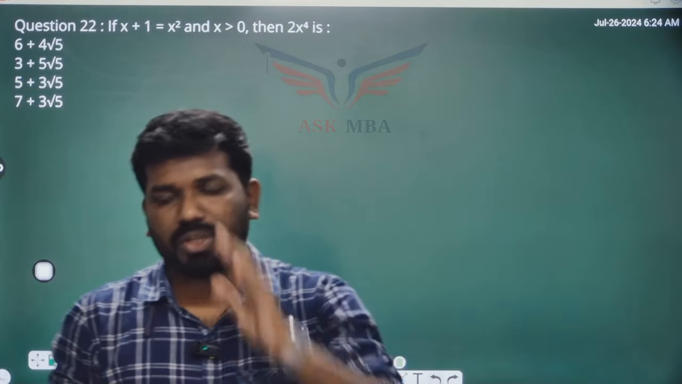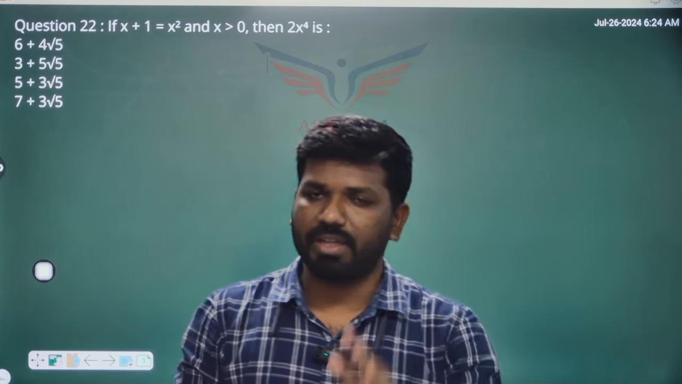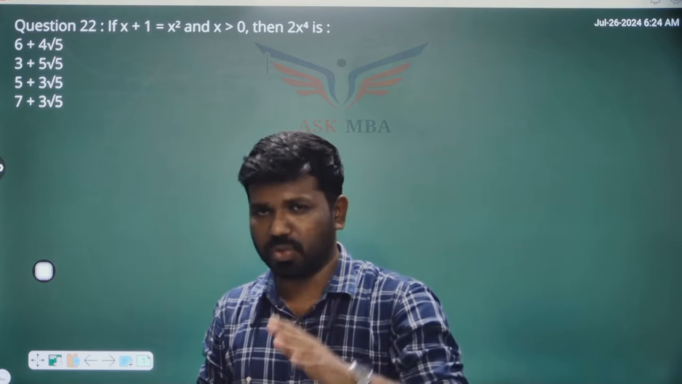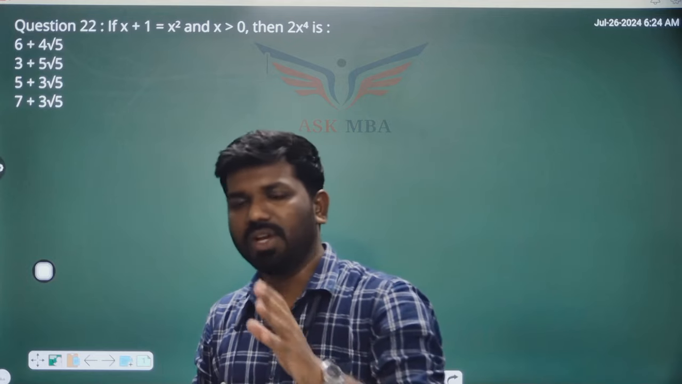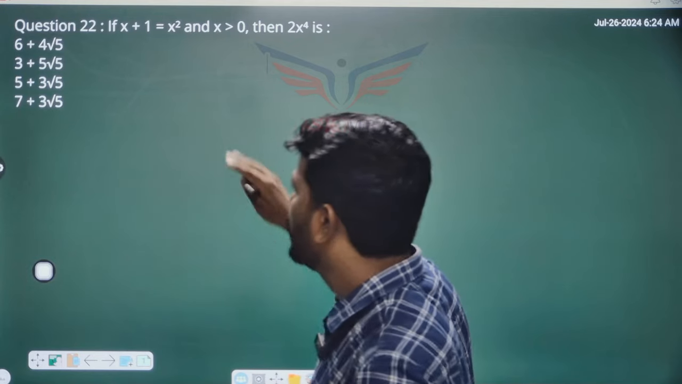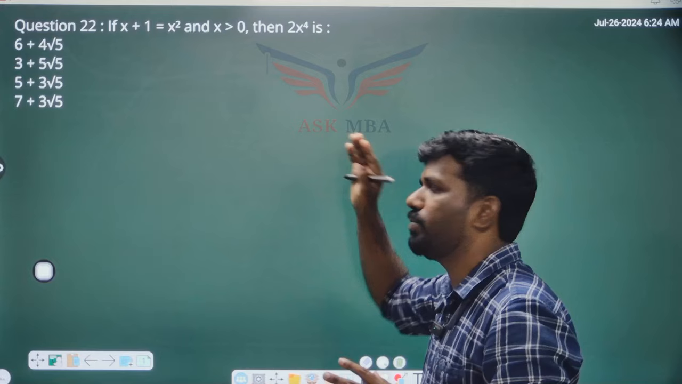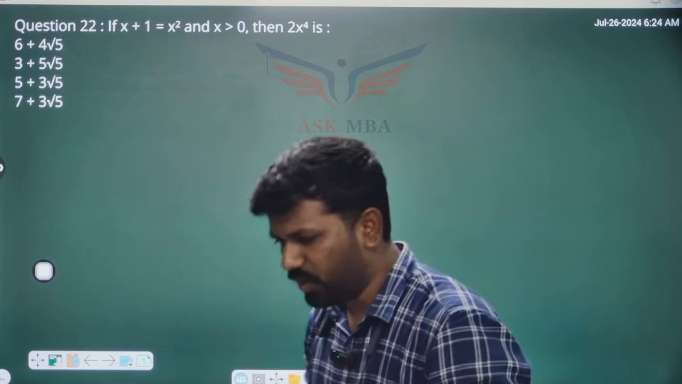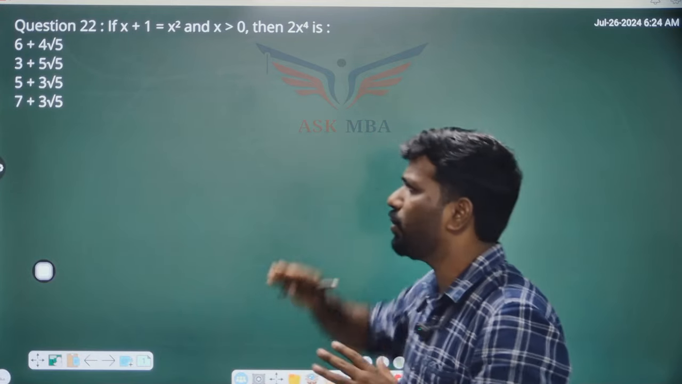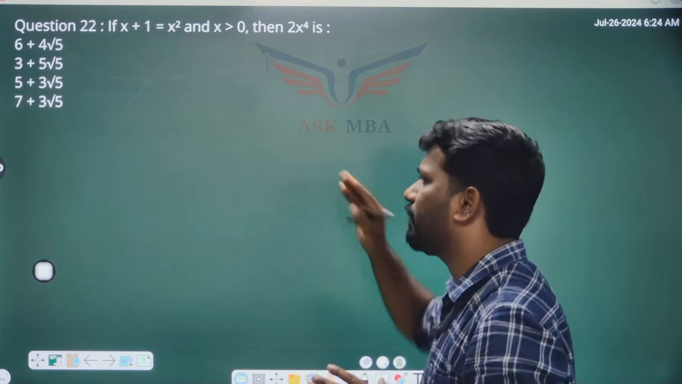Around 5 to 6 questions come from one single topic in the CAT examination. Of course, this year also you are going to get at least 5 questions from this single topic. As you can see, the question on the board is from the topic algebra. In this video, we're going to see a proper approach to tackle this kind of question.